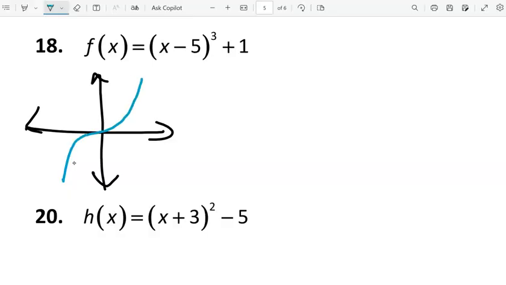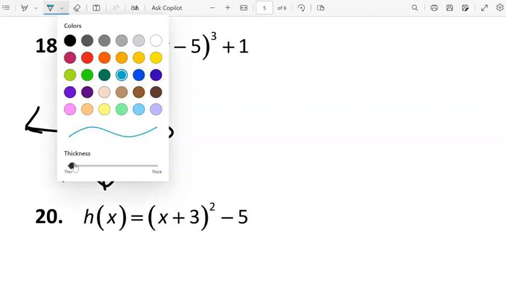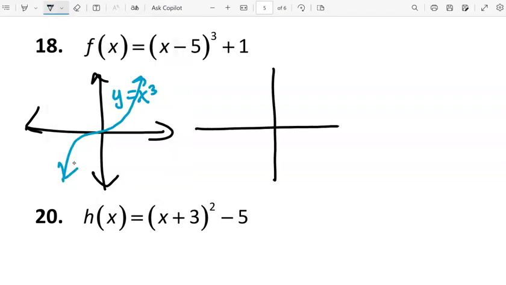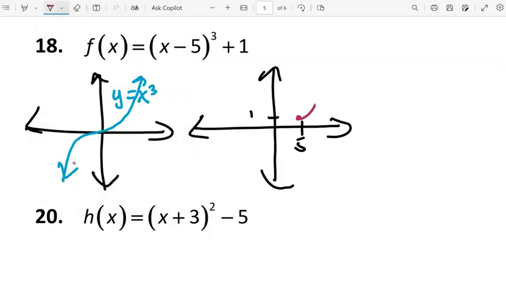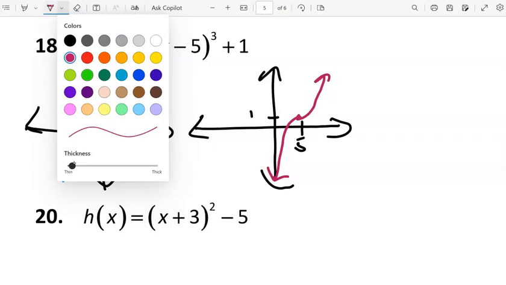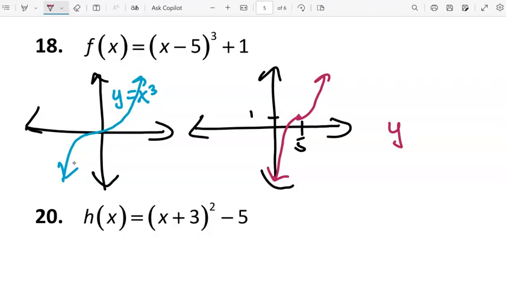In number 18, the parent function is y equals x cubed, and the transformations of this function are that it is moved right 5 and up 1. So the transformed graph of this function will look like this. Arrows on both ends mean the y values continue both up and down infinitely with no breaks, so the range on this is all real numbers.